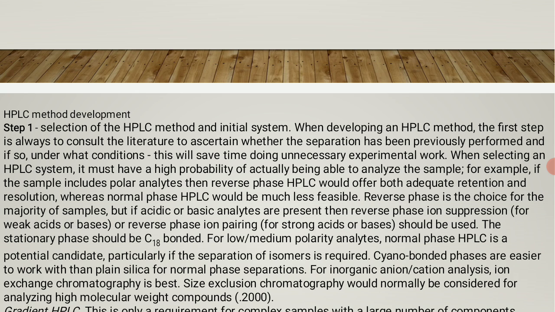Now, method development. Step number 1, selection of the HPLC method and initial system. When developing an HPLC method, the first step is always to consult the literature to ascertain whether the separation has been previously performed, and if so, under what conditions. This will save time doing unnecessary experimental work.